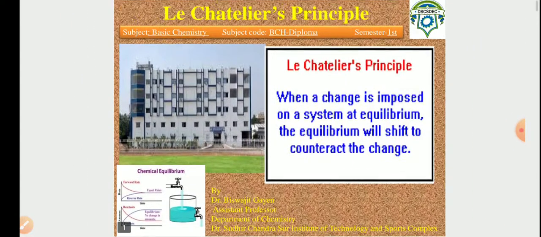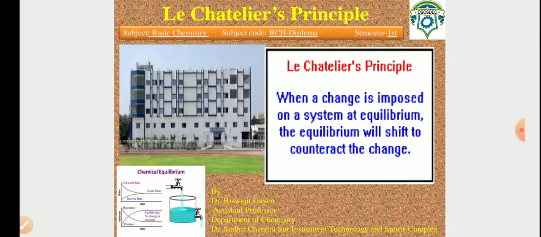Students, as we are continuing our study of chemical equilibrium, to know the condition and the movement of a chemical reaction, Le Chatelier's principle plays an important role in understanding the equilibrium of the chemical reaction and the movement of the reaction, either in the forward direction or the backward direction.